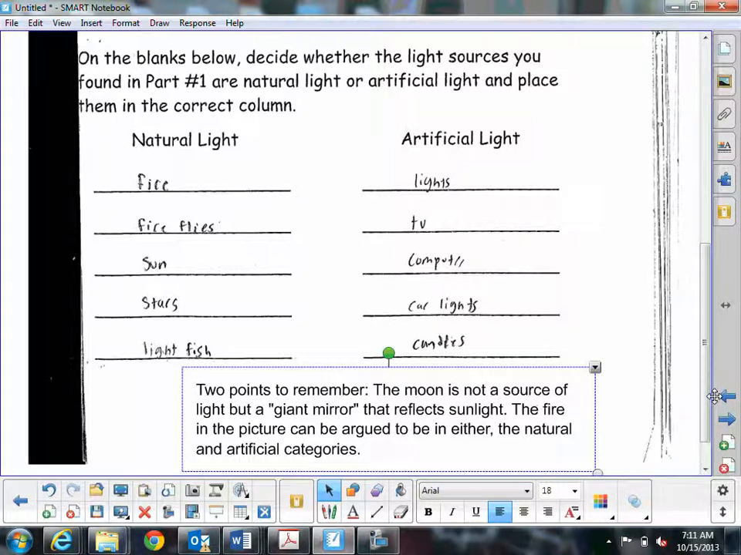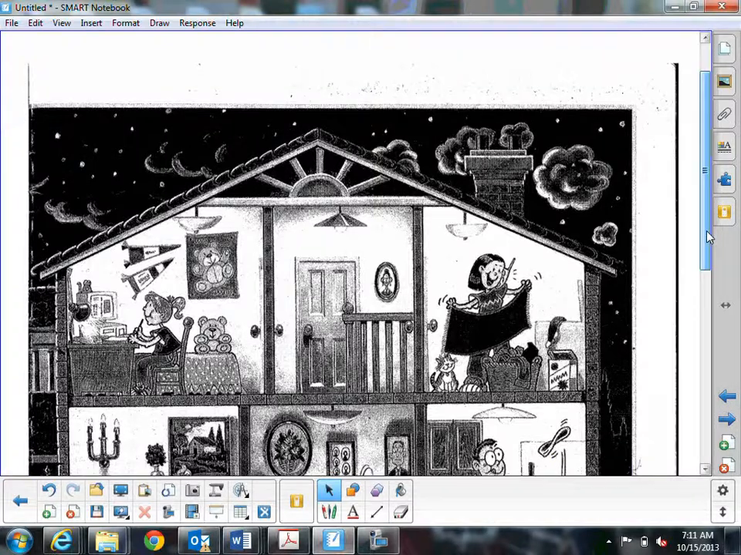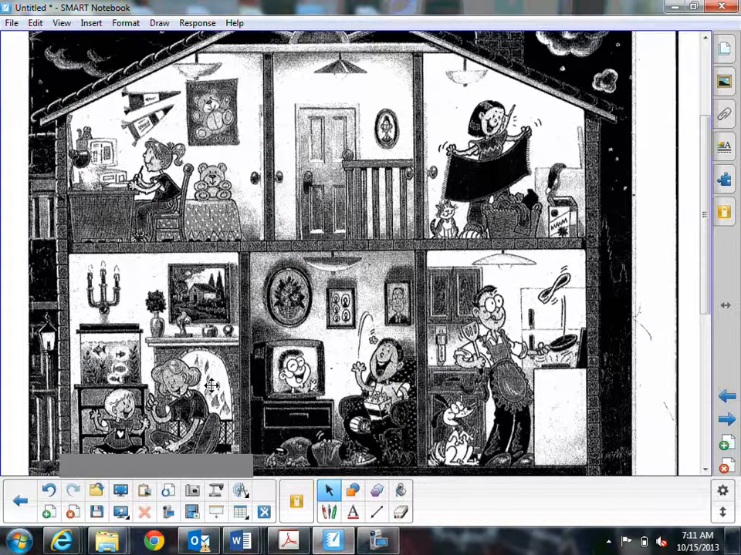A few points to remember: the moon is not a source of light but a giant mirror that reflects sunlight. The fire in the picture can be argued to be either natural or artificial, and this was a debate that people had. Fire can be man-made, but it also can happen naturally, so it truly fits in both categories. In this situation, you could probably make an argument for artificial, as it is in a fireplace, which usually is man-made. The other thing you want to watch out for is candles, because candles are not electronic, and sometimes students associate electronic things with artificial light, but candles are a technology that is man-made.